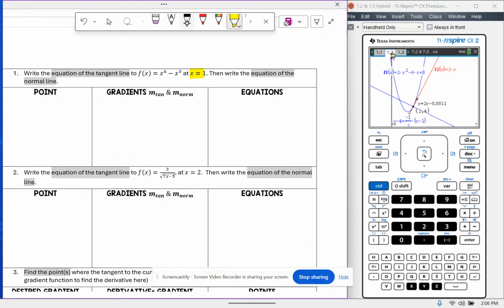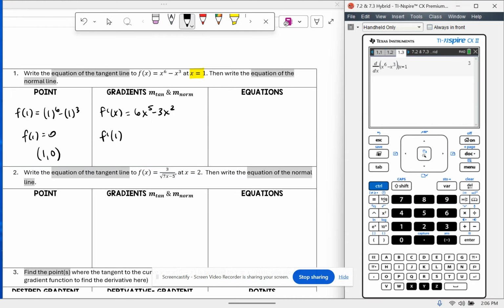I'm taking x equals 1 and I'm plugging it into the original. Okay, 1 to the 6th is 1. 1 to the 3rd is 1. 1 minus 1 is 0. All right, the tangent. How do we find the slope of the tangent line? We find the derivative of the curve. 6x to the 5th minus 3x squared. I now evaluate the derivative when x equals 1, f prime of 1.